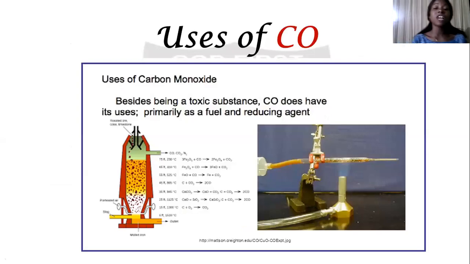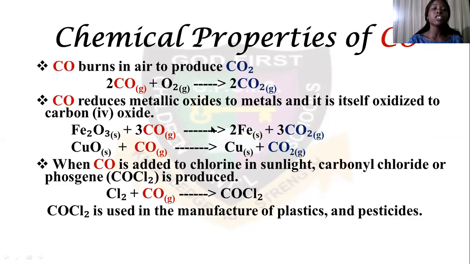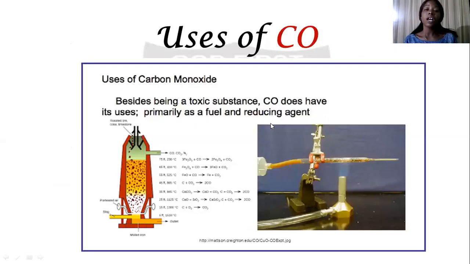So let's look at the uses of carbon monoxide. Just now we mentioned that this property of carbon monoxide reducing metallic oxide is useful. So it's used in the extraction of metals from their ore. Now metals are gotten naturally in a mixture with other substances. To get the metal itself, carbon monoxide is used to extract them, especially iron and copper.